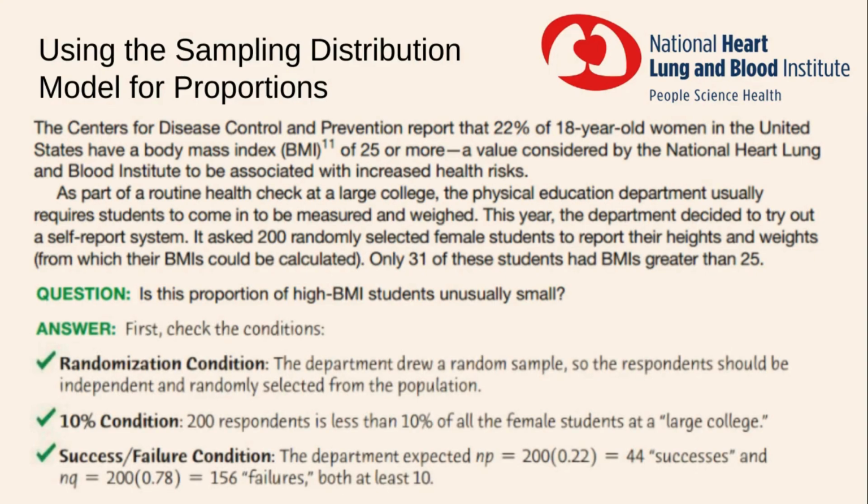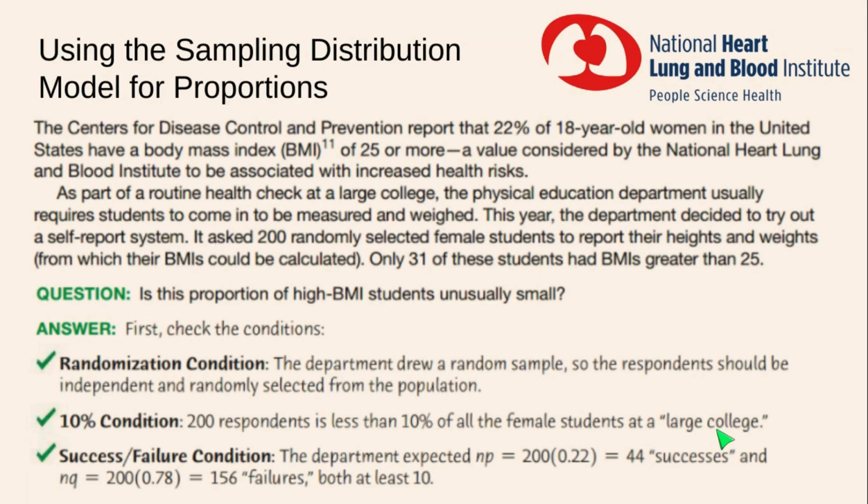We need to check the randomization condition, the 10% condition, and the success-fail condition. The department drew a random sample, so the problem says. So the respondents should be independent and randomly selected from the population. 200 respondents is less than 10% of all female students at a large college. That's a pretty safe assumption.